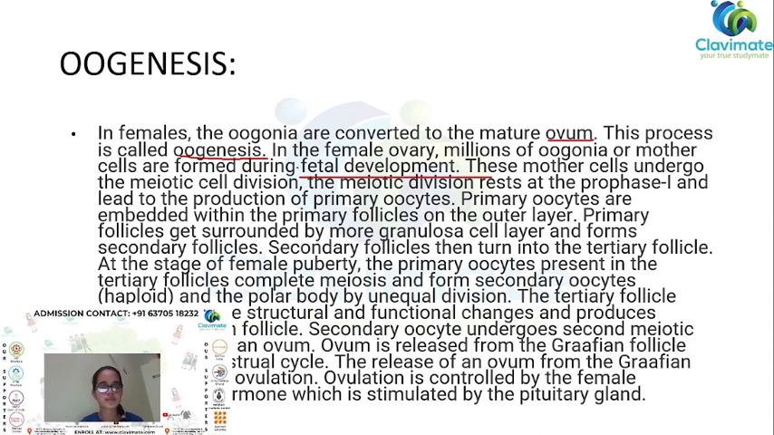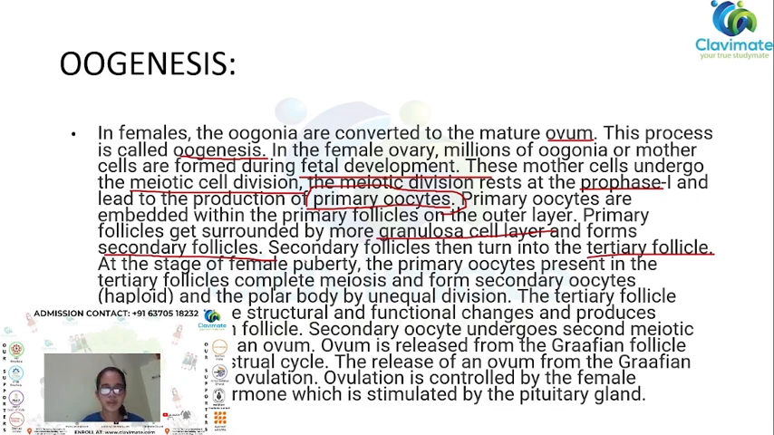These mother cells undergo meiotic divisions. The meiotic division rests at prophase 1 and leads to the production of primary oocytes. Just like in males, where meiotic divisions result in primary spermatocytes, here it results in primary oocytes. Primary oocytes are then embedded in primary follicles on the outer layer. Primary follicles get surrounded by more granulosa cell layers and form secondary follicles. Secondary follicles then turn into tertiary follicles.